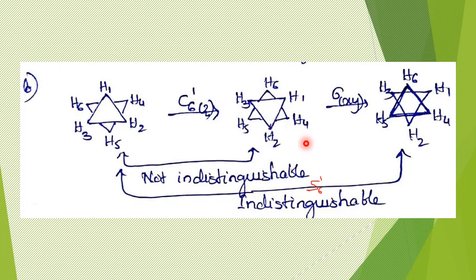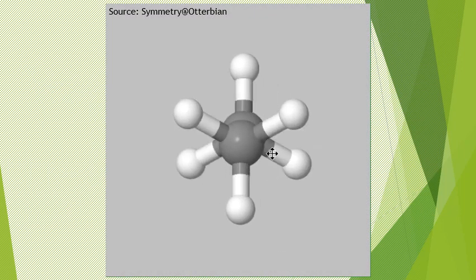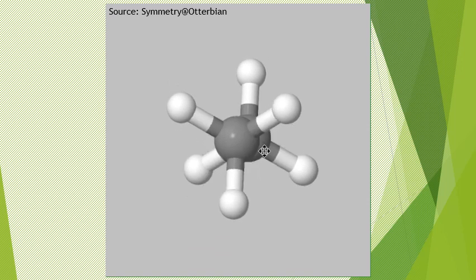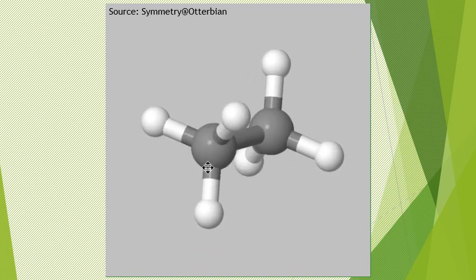even we shall see, I may not present it in this way. In case of methane molecule, simple methane molecule also, we have an S4 axis. Let me demonstrate that also in the coming slides. Right, this is the molecule staggered ethane. Let's see the S6 axis in this case.